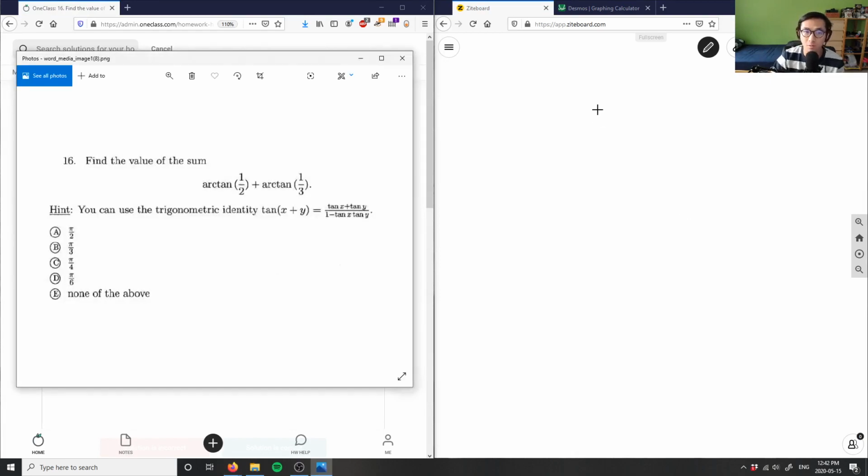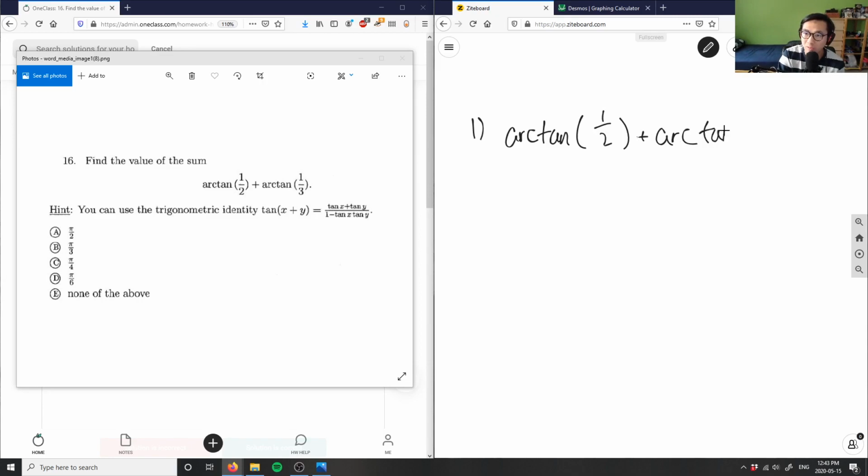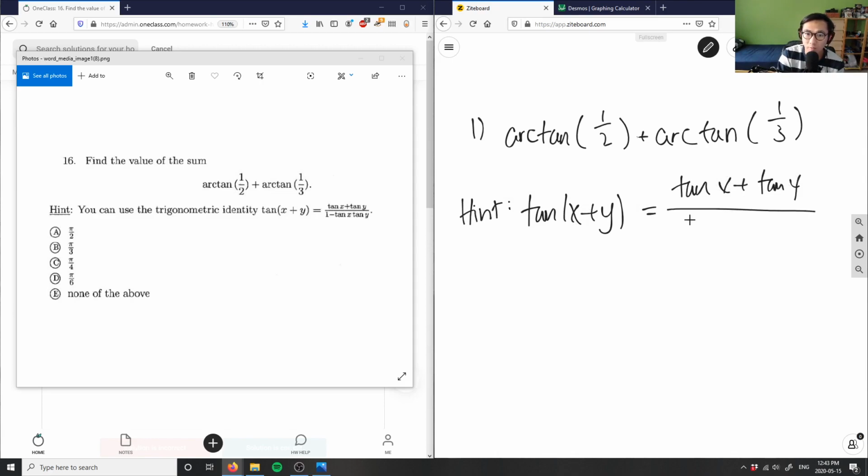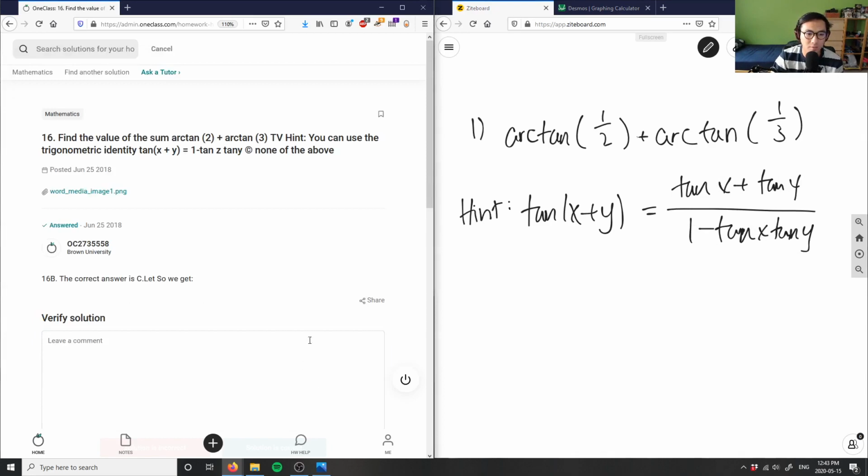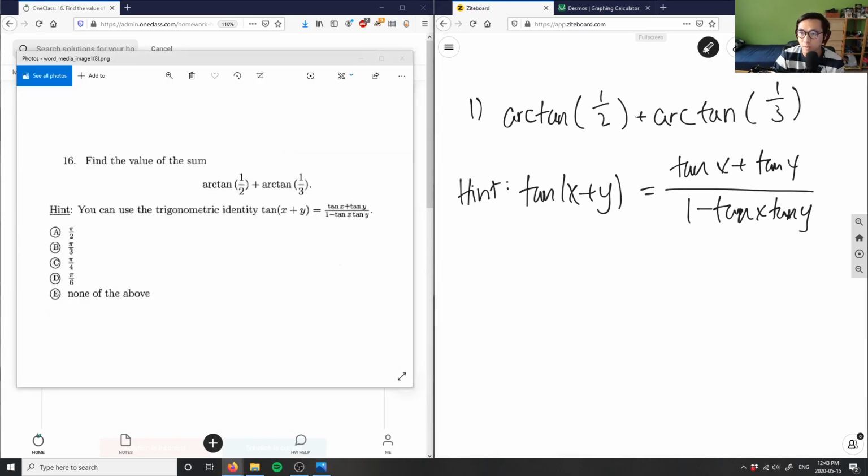There we go. Okay. So I want to find the value of the sum of arctan half plus arctan 1 over 3. It says you can use the trigonometric identity. So this is number 1. And then there's a hint: tan of x plus y equals tan x plus tan y over 1 minus tan x times tangent of y. The choices are A, B, C, D, or none of the above. This guy wrote C but did not provide an analysis. So let's solve this problem.